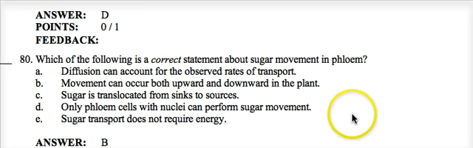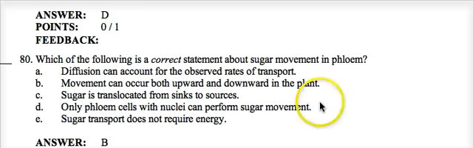The others are just wrong. Alright, phloem cells, the phloem cells without nuclei are the ones that perform sugar movement. Sugar transport indeed does require energy. It's active transport, and it's from source to sink. And it's not diffusion because it's active transport.